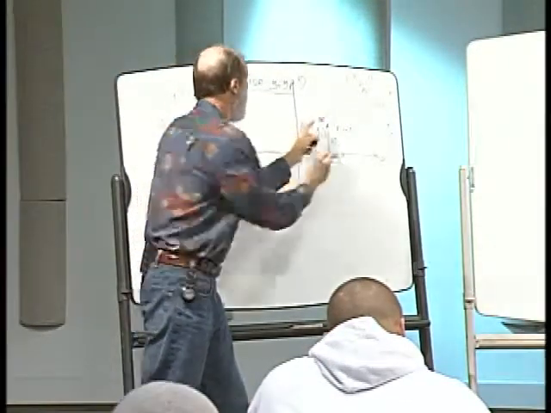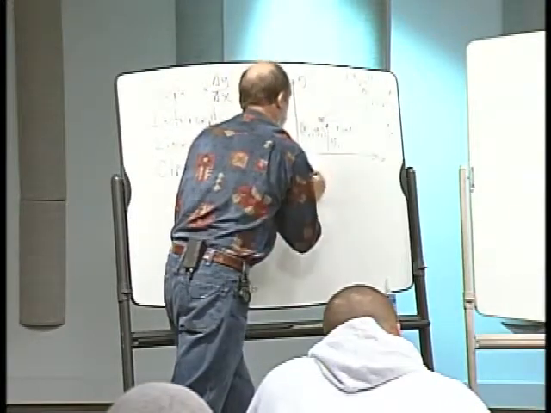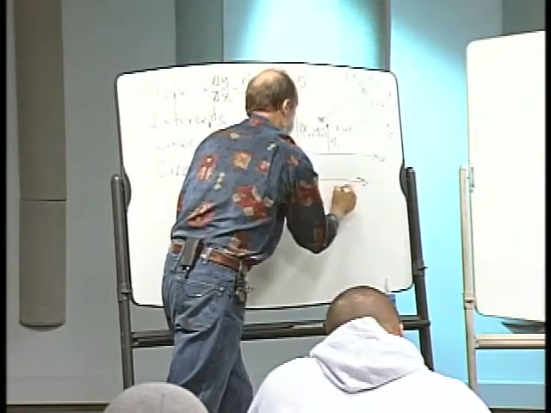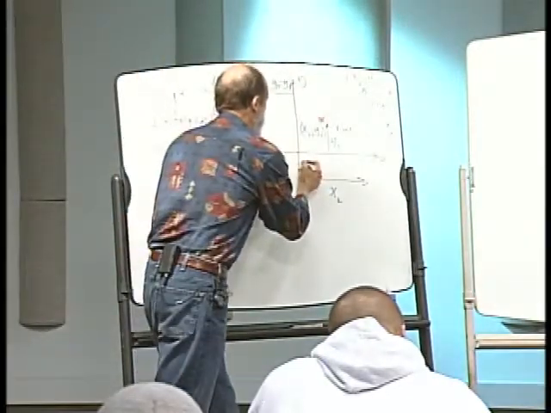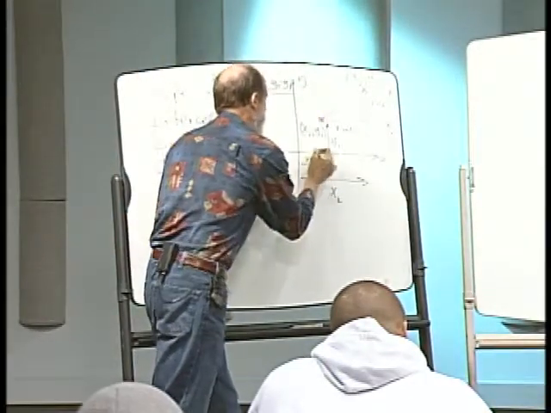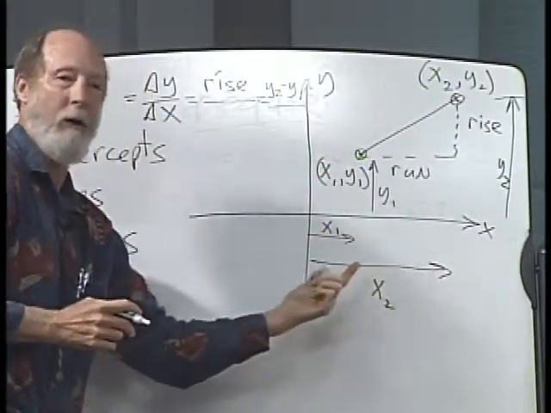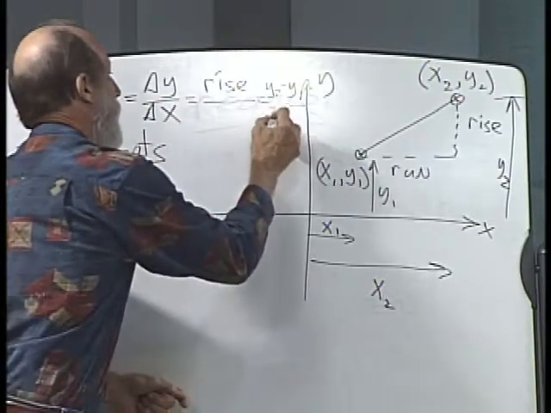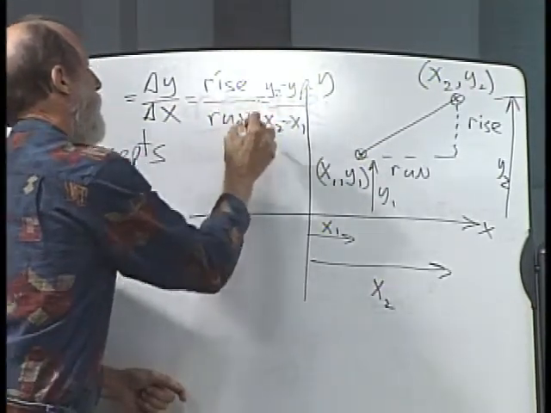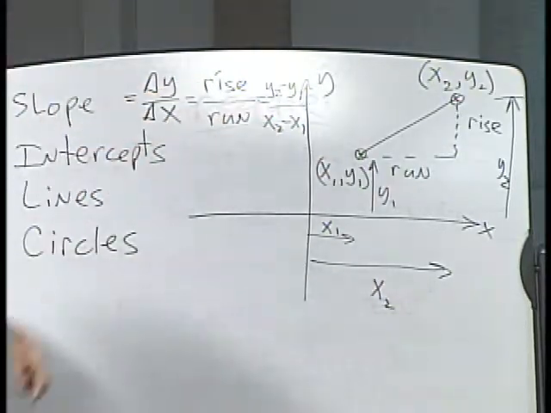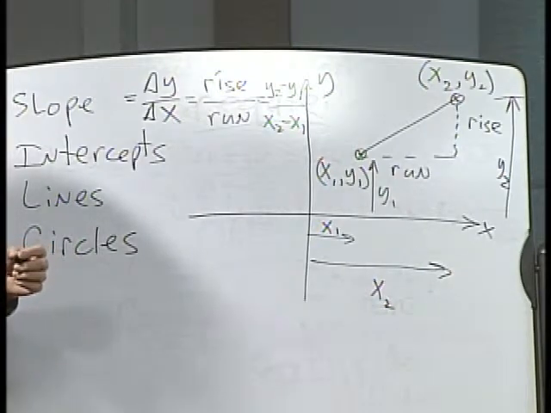Similarly, what's this run between the 2 points? This right-hand point over here, you can see, is way over there at distance x2. This first point is only over this far, x1. The difference between those two distances is the run. So that's x2 minus x1 being the run. So that's the fundamental concept worldwide and historically for defining slope.